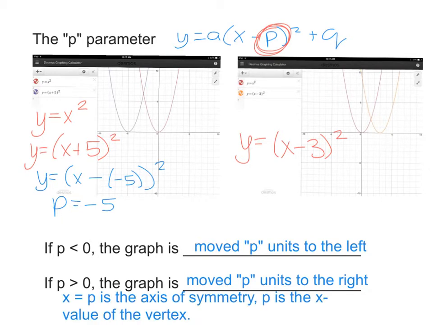Two other observations: that x equals p is the axis of symmetry of the parabola, and p is the x value of the vertex. But you have to remember that p is the opposite of what you see in the equation. If you see a positive, then the p value is negative. If you see negative, then the p value is positive.